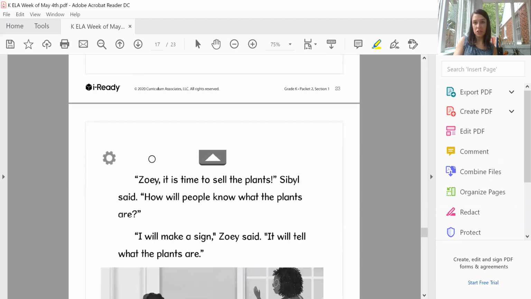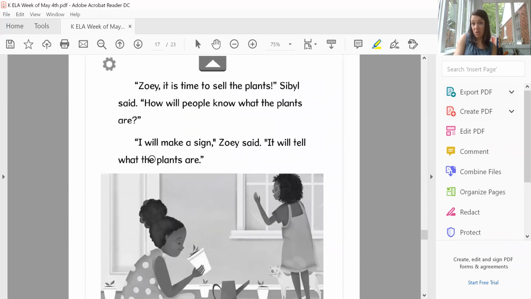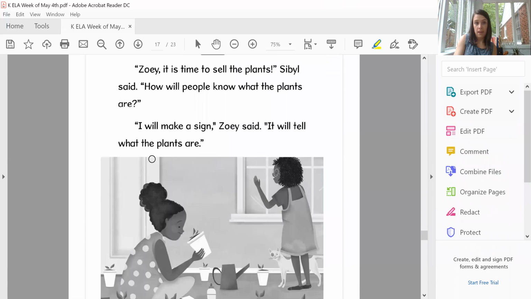Let's think, what's she going to do to solve her problem? She doesn't know which plant is which. Zoey, it is time to sell the plants, Cybele said. How will people know what the plants are? I will make a sign, Zoey said. It will tell what the plants are.